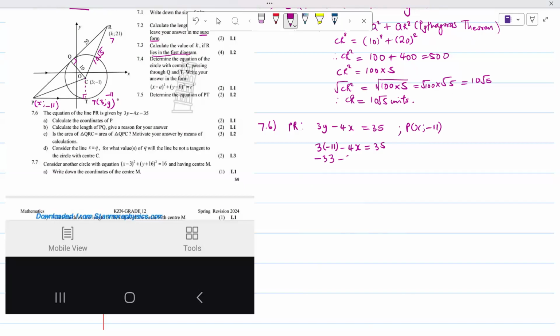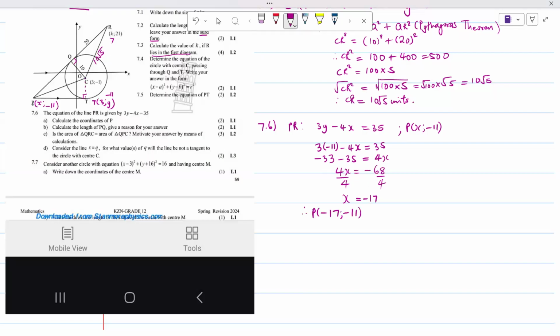Then I'm going to add these two, 35 plus 33. So this will give me 4x equals negative 68. Then I'll divide by 4. Therefore, I'll get that x equals 17. Let me just check here. 17 times 4 is 68. Yes, x will give you negative 17 rather. Therefore, the coordinates of P are negative 17 and negative 11. These are the coordinates of P, mathematicians.